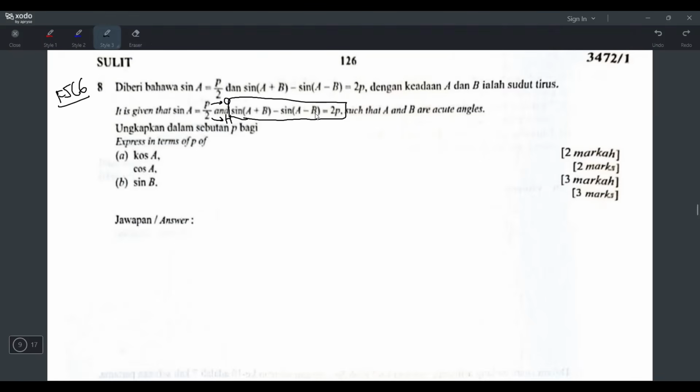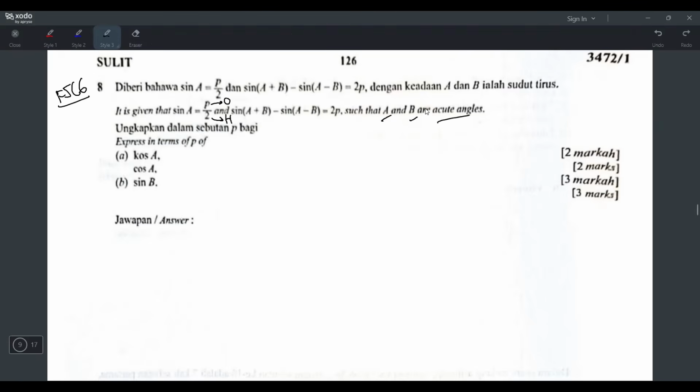Sine A plus B minus sine A minus B. So high chance I might use the addition angle formula later, because I see A plus B, A minus B. Whenever you see this, confirm you use the addition angle formula. Okay, but let's leave it for now. Let's finish reading the whole thing first.